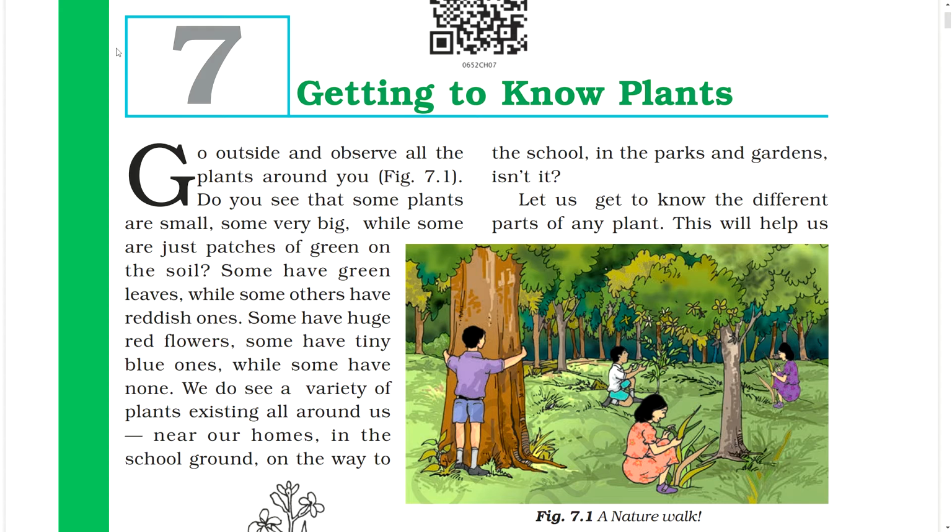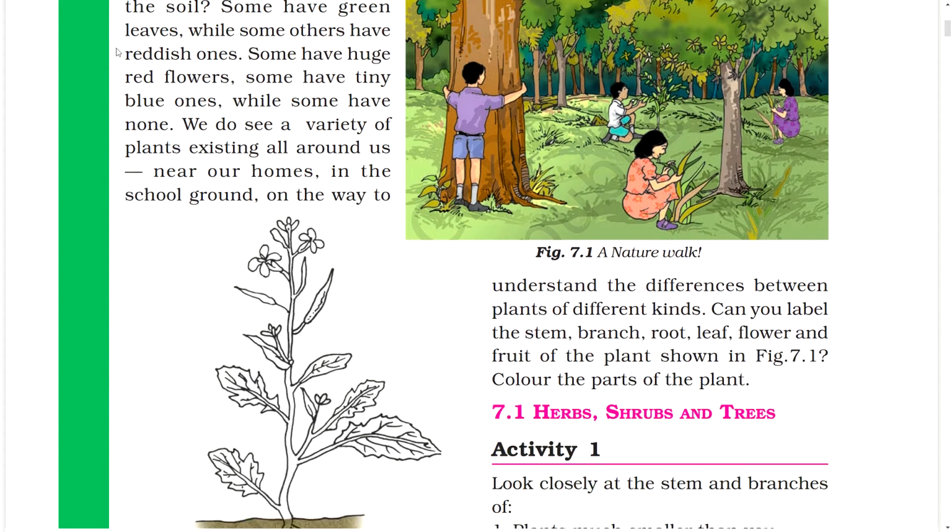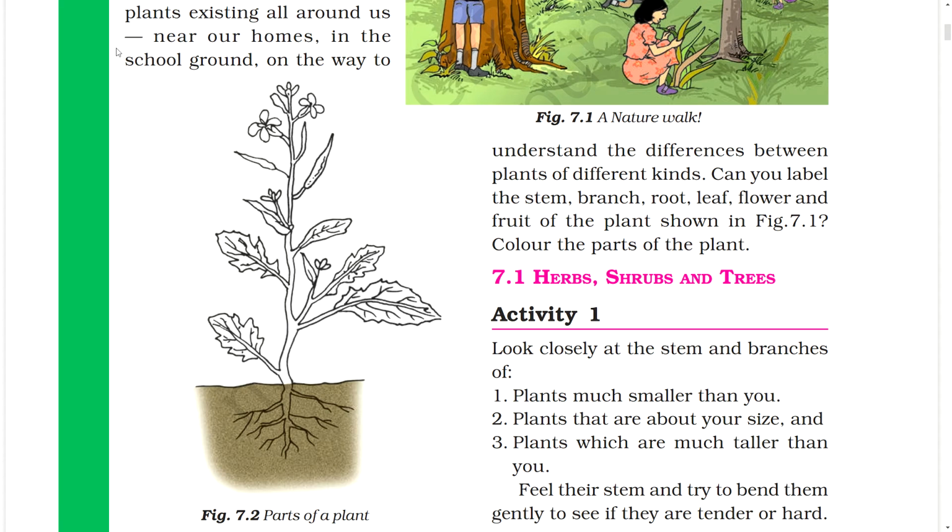Let us get to know the different parts of any plant. This will help us understand the differences between plants of different kinds. Can you label the stem, branch, root, leaf, flower and fruit of the plant shown in the figure? Color the parts of the plant.